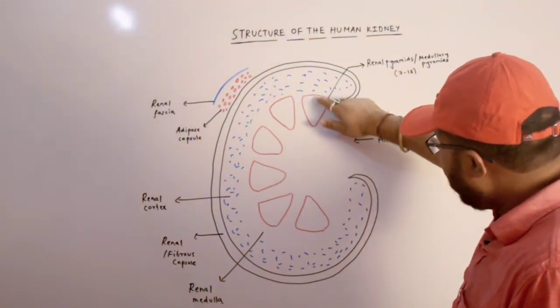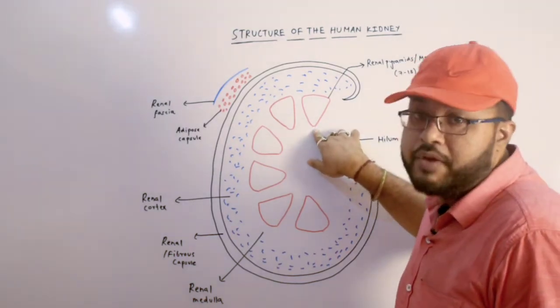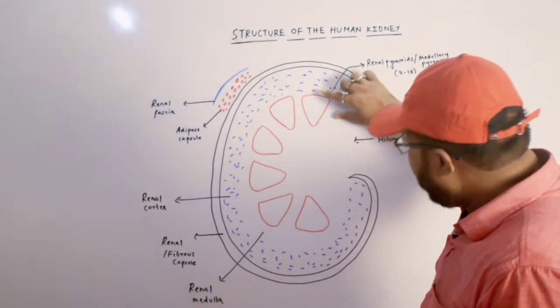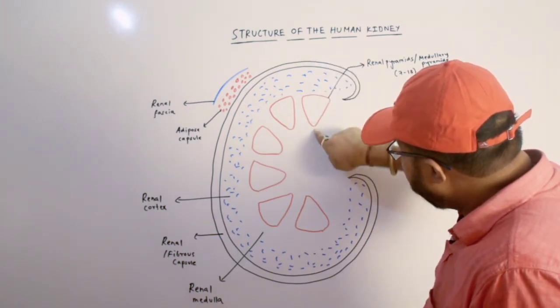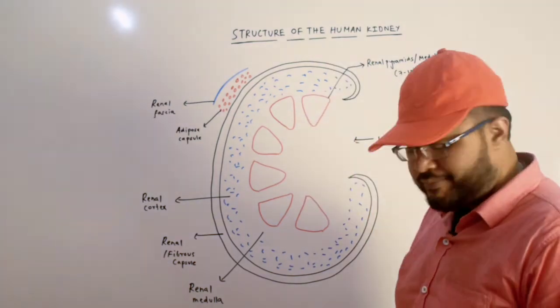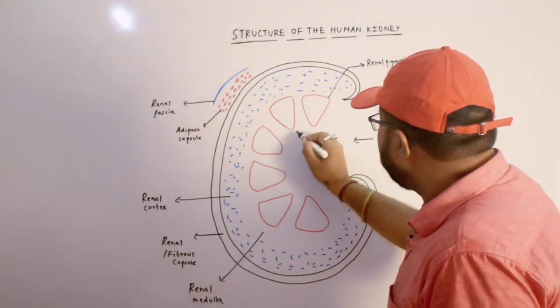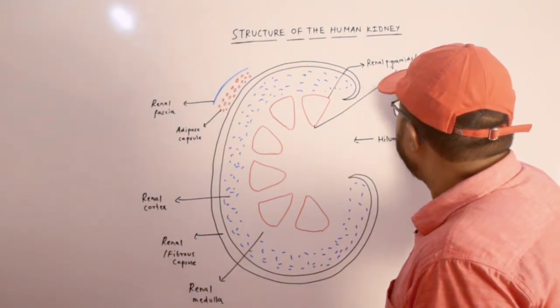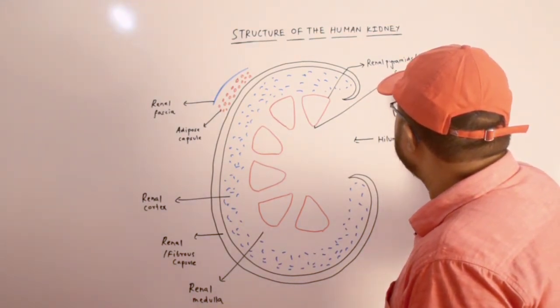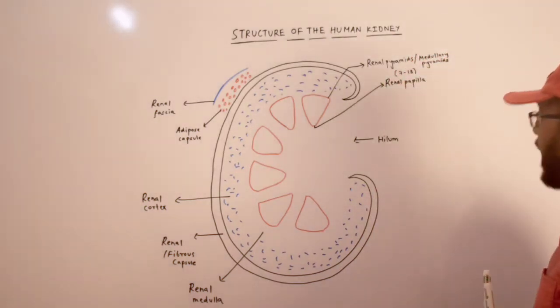Now, this is the base of the medullary pyramid and this is the apex or tip of the medullary pyramid. The base of the medullary pyramid is in contact with the cortex, while the apex projects into the medulla. The apex or tip of the medullary pyramid is called renal papilla. This is the renal papilla.